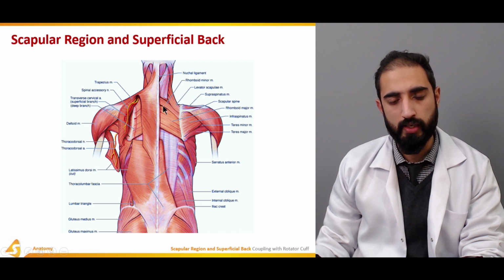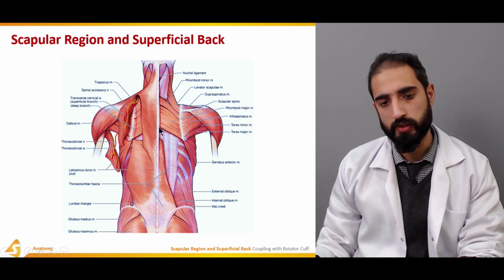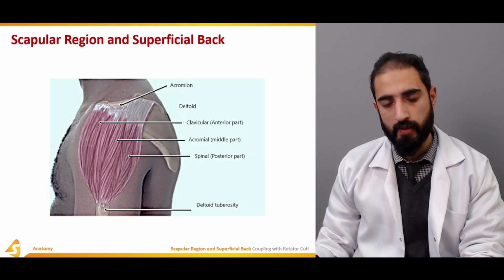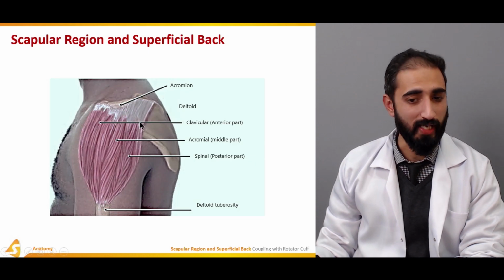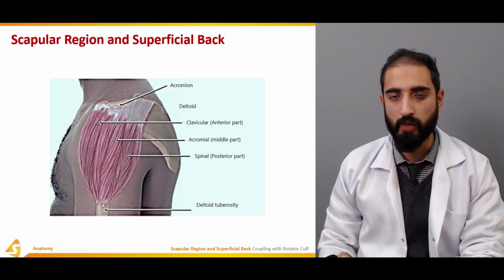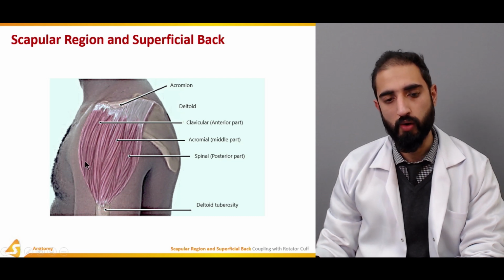So we have the rhomboid major, rhomboid minor, the upper, middle and lower trapezius, infraspinatus, supraspinatus, deltoid, teres major, teres minor, and here we have the levator scapulae, and that's pretty much the muscles that we have already discussed in the previous lecture. And here we have the deltoid, which is yet another important muscle. It is not a part of the rotator cuff, but it couples with the rotator cuff and is very important in the function when we're talking about the scapular region.